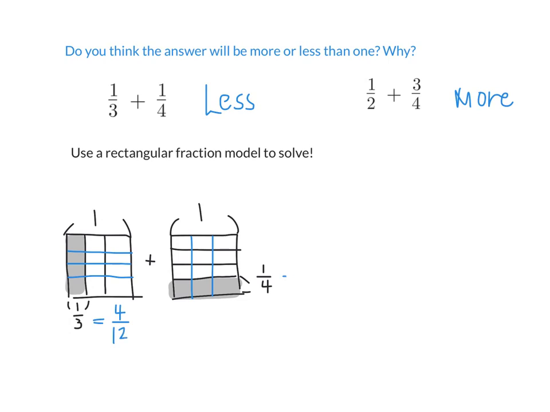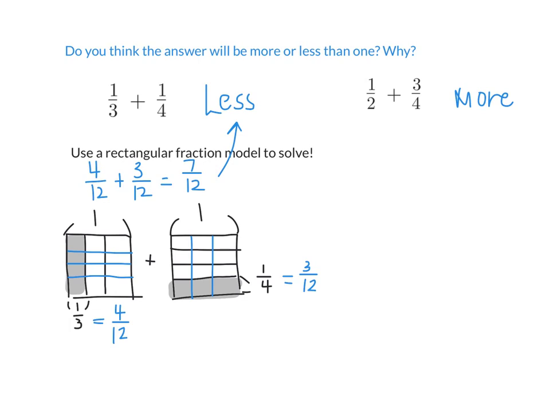And 1/4 is the same as, I can see that there are 3 parts shaded in, and there are 12 altogether. So 1/4 is the same as 3/12. So I could rewrite this problem as 4/12 plus 3/12, which is 7/12. Is 7/12 less than 1? So does our spidey sense feel okay? It feels okay so far? We feel like we probably are right? It's reasonable? Good.